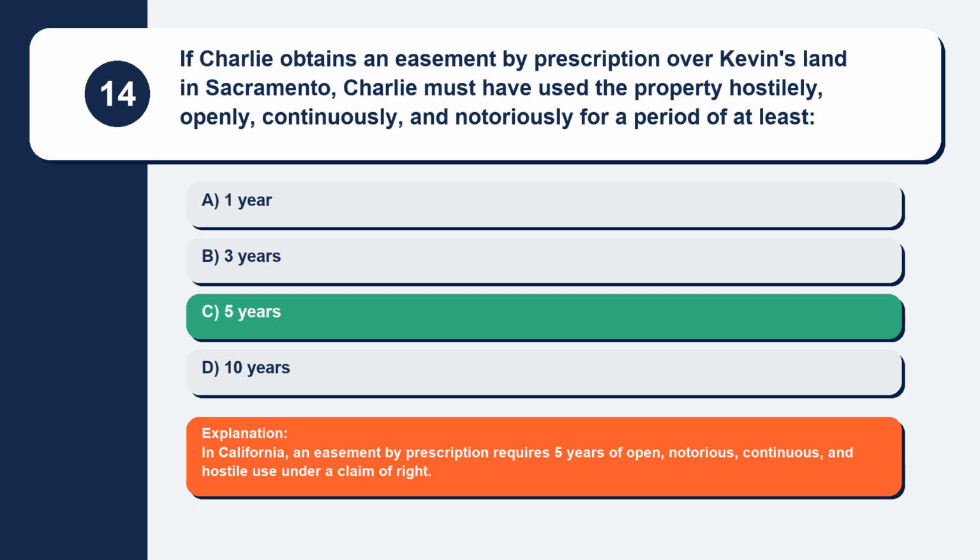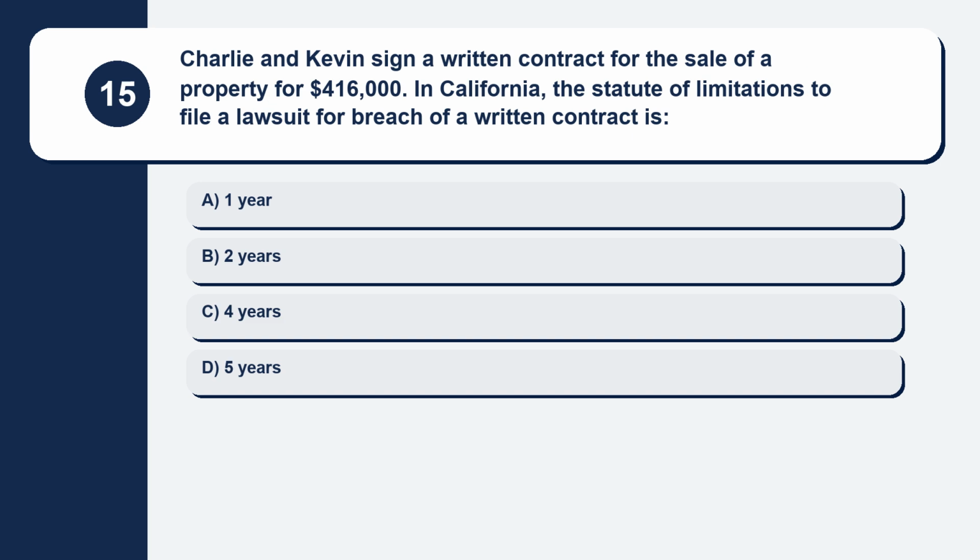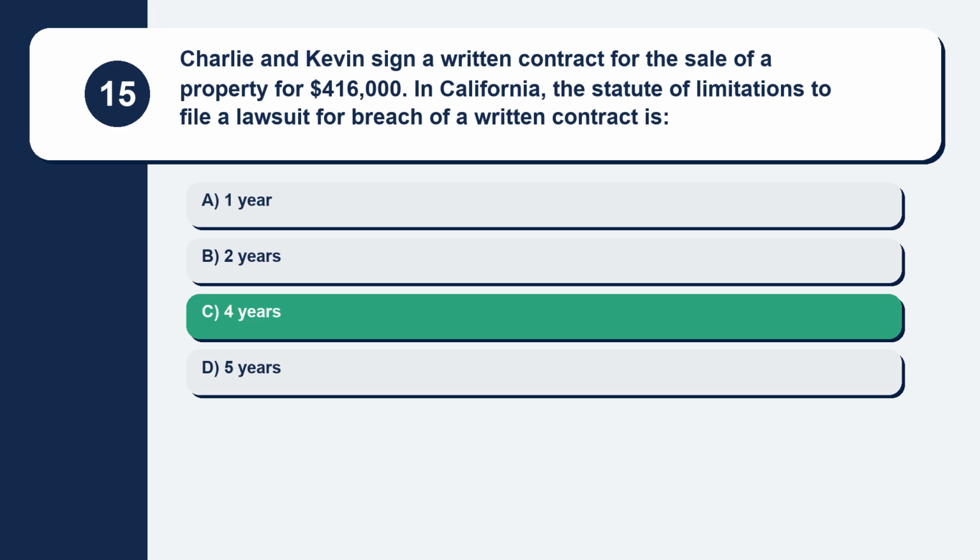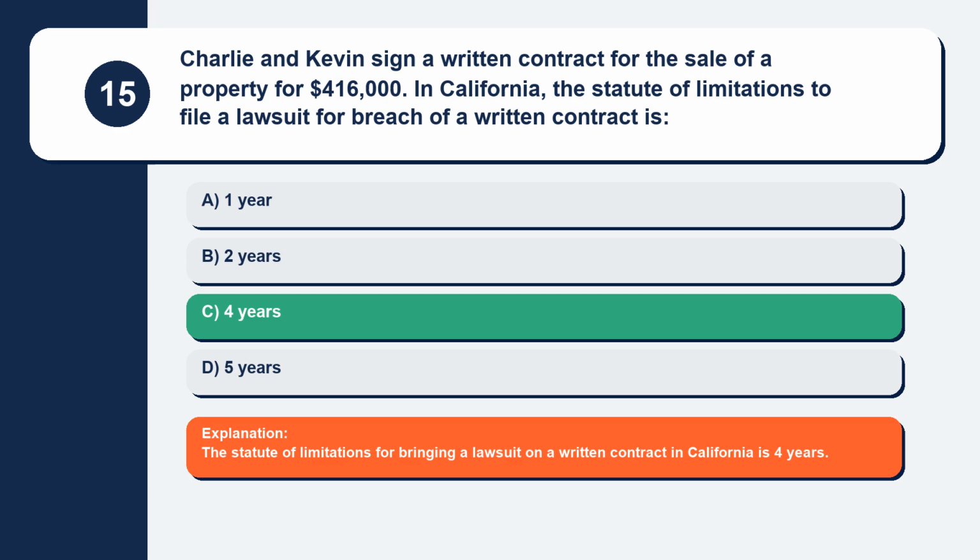Question 15. Charlie and Kevin sign a written contract for the sale of a property for $416,000. In California, the statute of limitations to file a lawsuit for breach of a written contract is. Here are your options. Option A, 1 year. Option B, 2 years. Option C, 4 years. Option D, 5 years. The correct answer is option C, 4 years. Explanation: the statute of limitations for bringing a lawsuit on a written contract in California is 4 years.